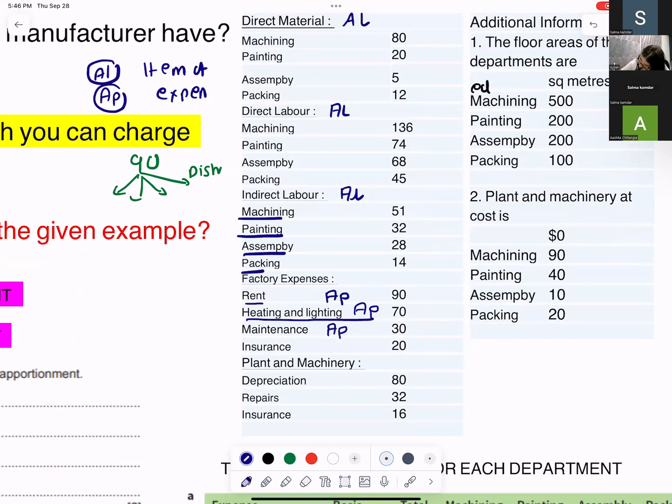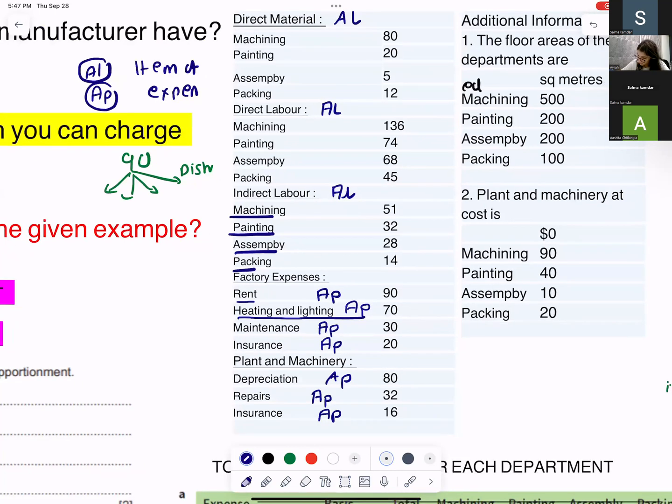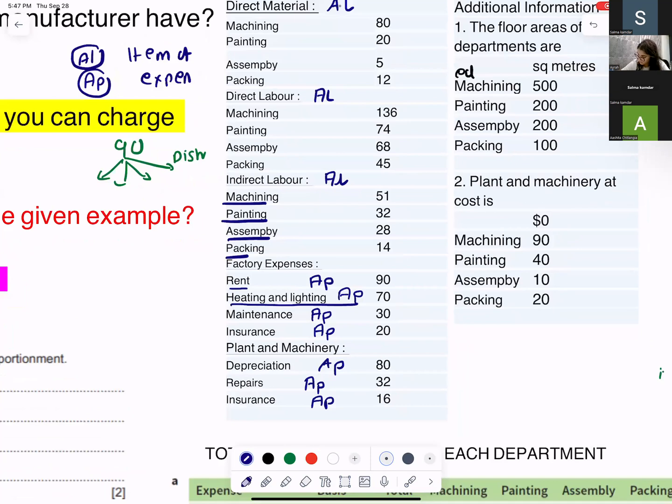Insurance: apportionment. Depreciation: AP. Repairs: AP. Insurance: again AP. So whenever AP is coming, you have to apportion it amongst the cost centers on a suitable basis.